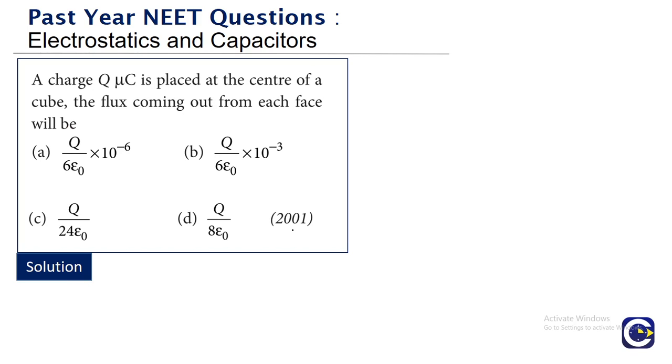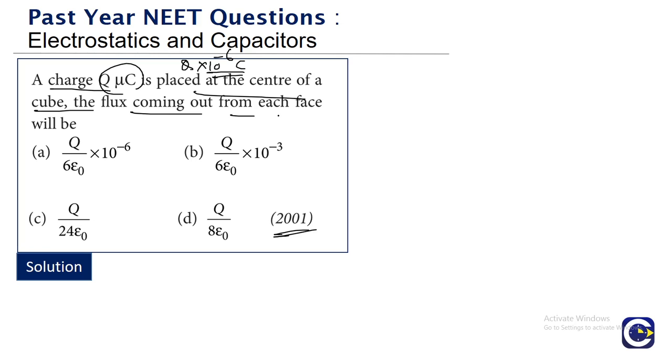Next we have a question based on the electric flux. A charge Q microcoulomb. Microcoulomb means, if you have to express this value in terms of SI unit, Q into 10 power minus 6 coulombs. In terms of coulombs, the value will be Q in 10 power minus 6. A charge Q microcoulomb is placed at the center of a cube.